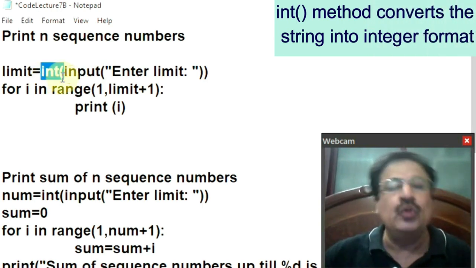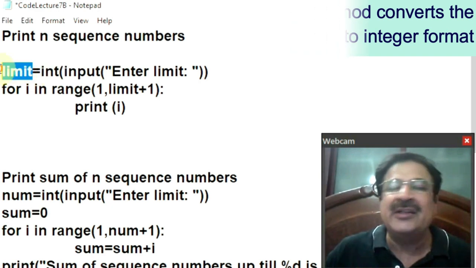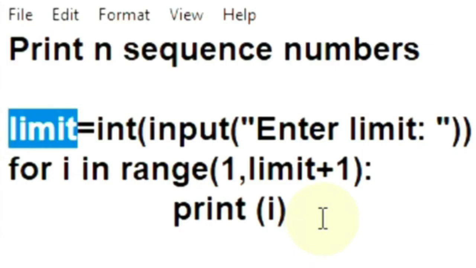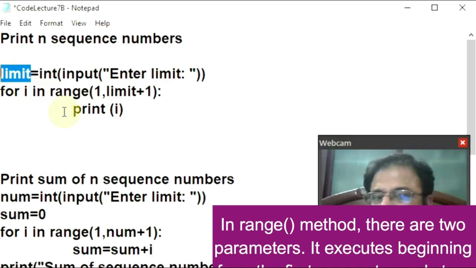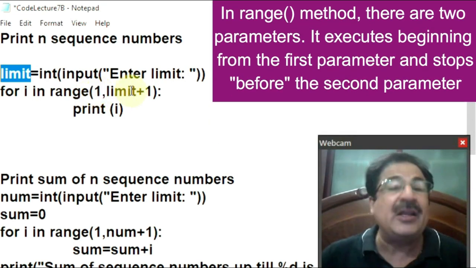It will convert the string into the integer format, and the value after being converted into integer format will be assigned to this limit variable. Suppose the user enters the limit as 10. 10 will be assigned to this limit variable. For loop is there. Range method will go from 1 to limit plus 1.